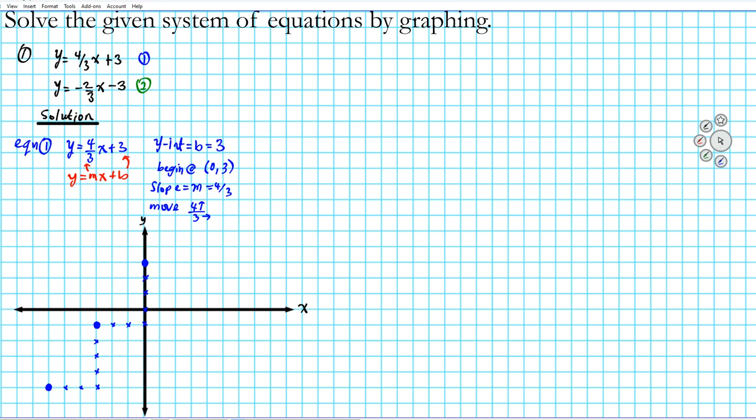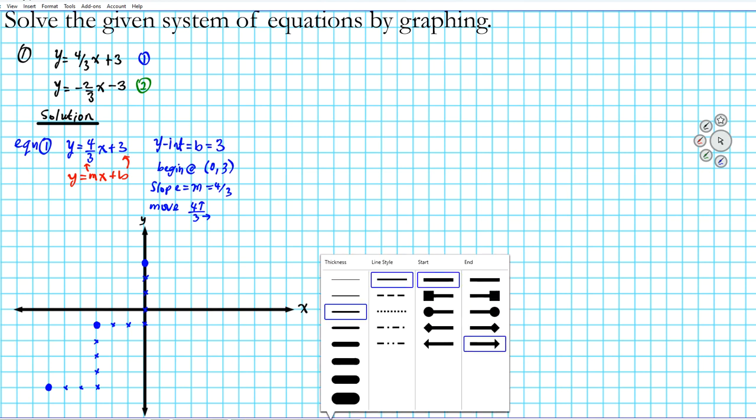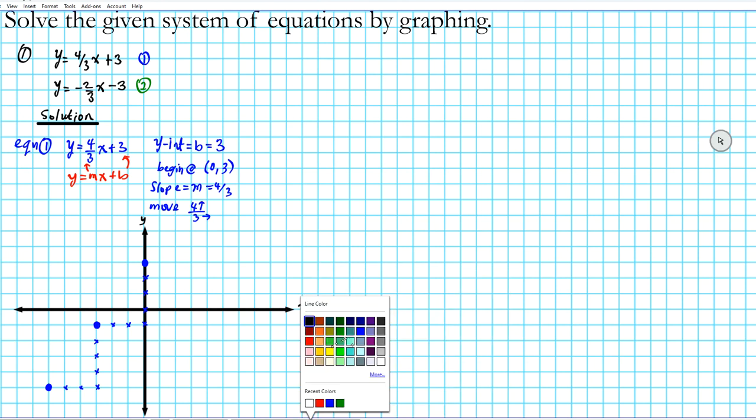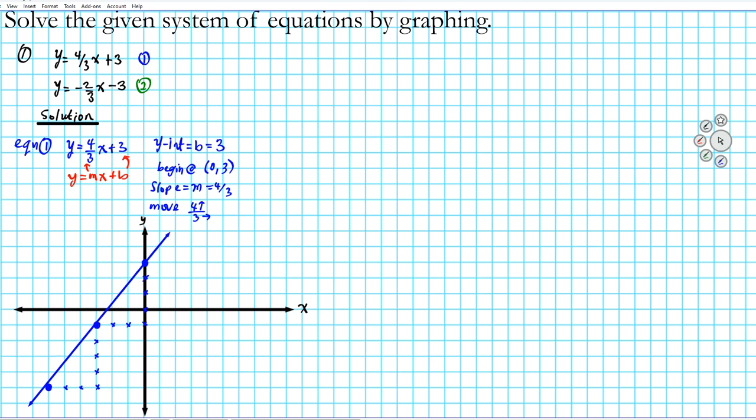Okay, so let's go ahead and draw our line for equation 1. There it is right there. Bam, that's the line for equation 1. Now, what we're going to do next is we're going to graph the second line. All right, let's make sure it's perfect right through the points. Okay, all right, let's graph the second line.